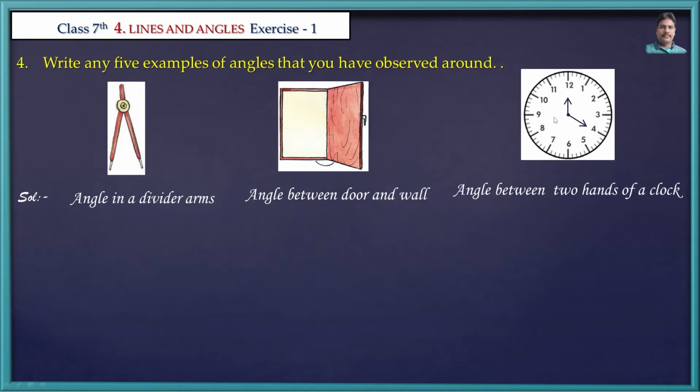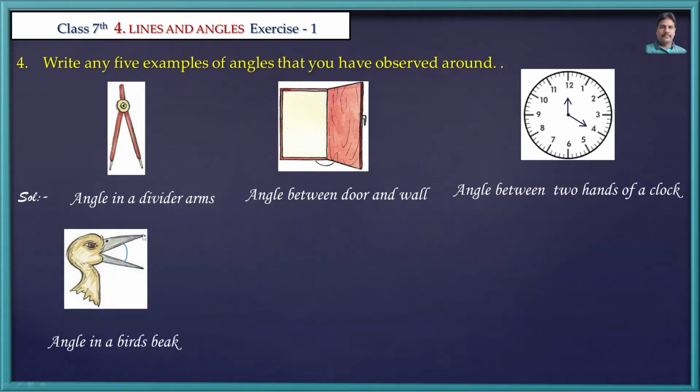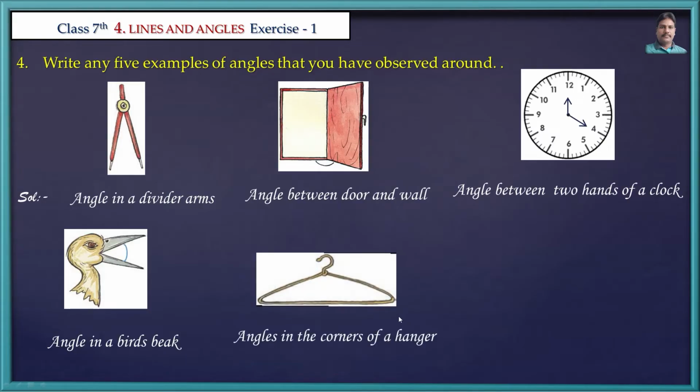See this, this is a clock. There is an angle between the two hands of a clock. This is a bird's beak. There is an angle in the bird's beak. See here, this is a hanger for clothes. Angles in the corners of a hanger. We can get three angles in this hanger because this is in a triangular shape.